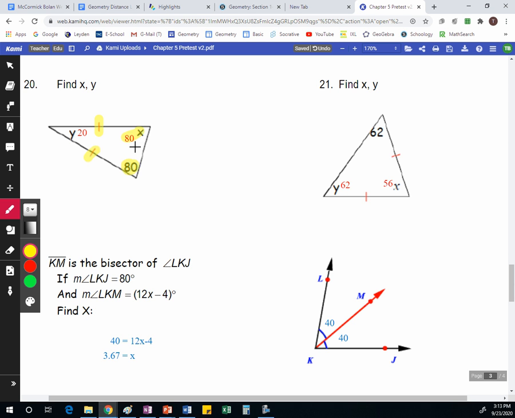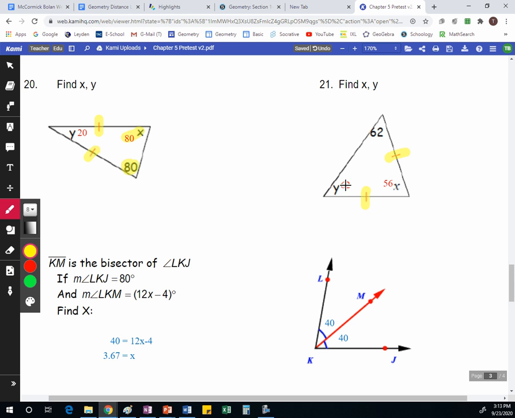For number 21, again, the hardest part about this is figuring out which two angles are congruent. But the little tick marks are basically pointing at the angles. The y and the 62 are the same, so y is going to be 62. To find x, we subtract 180 minus both of these. 180 minus 62 again, we're left with 56.